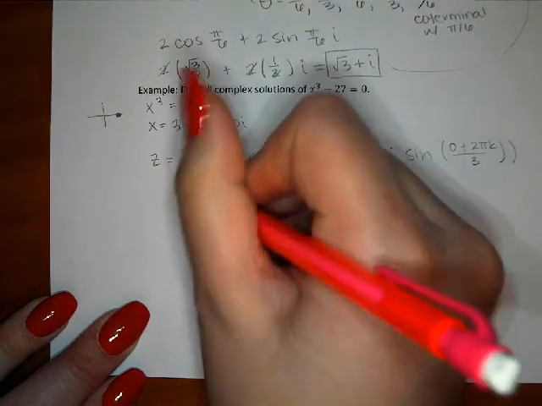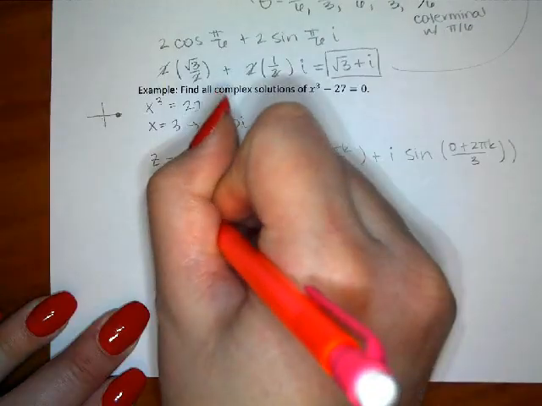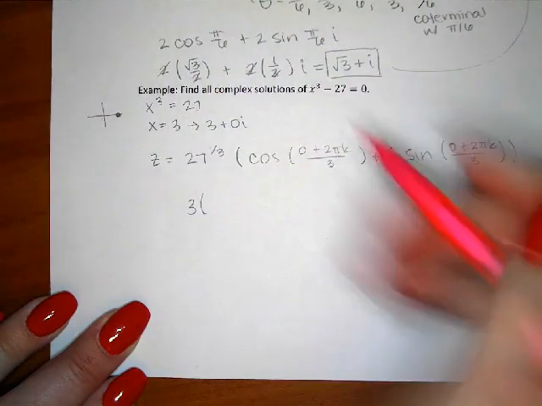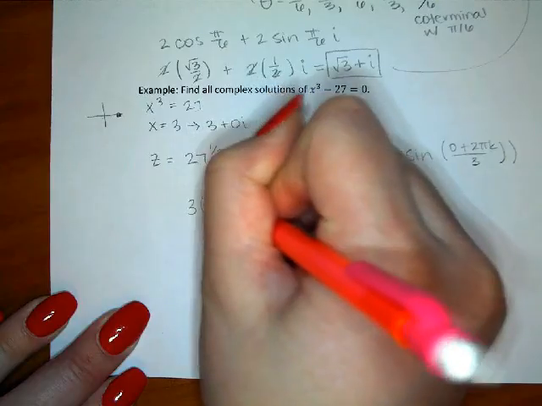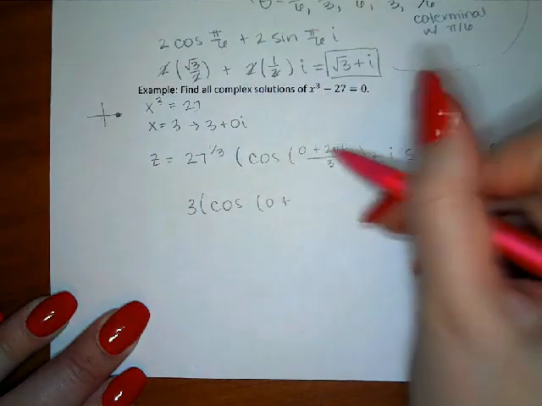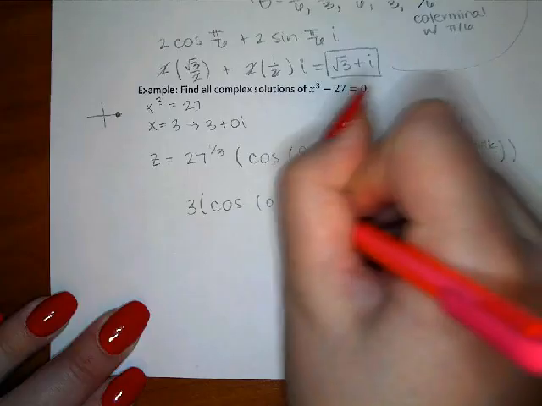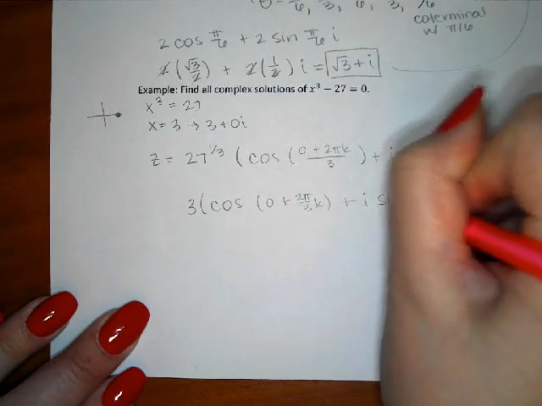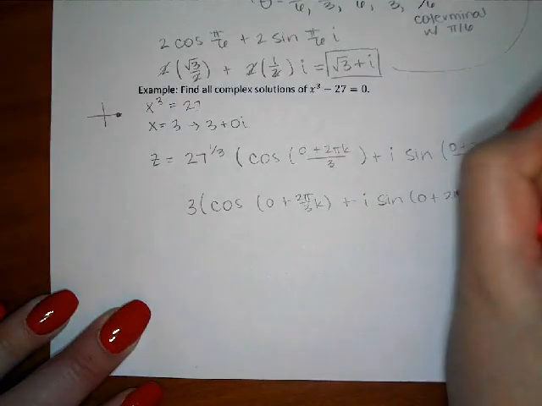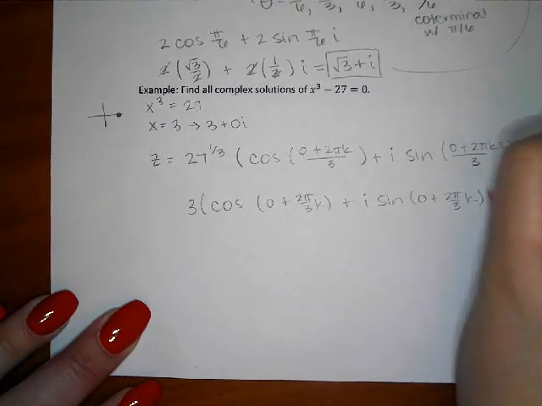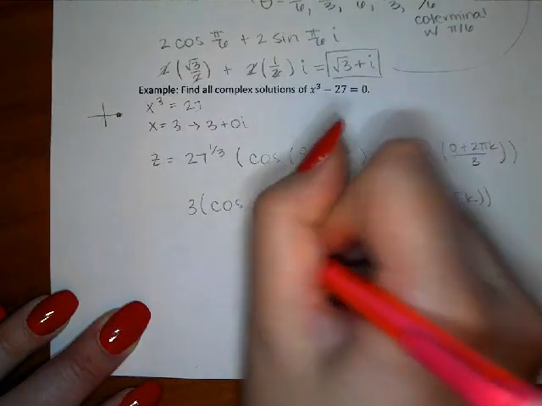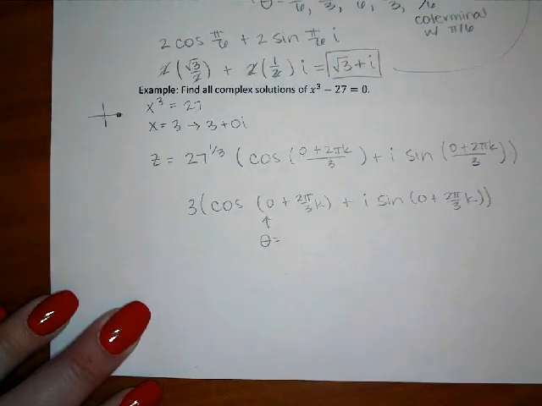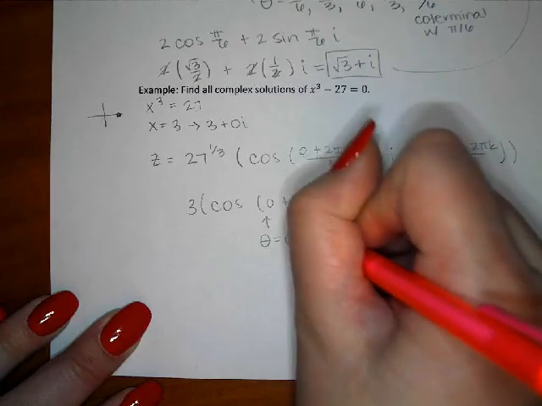I'm going to have cos 0 plus 2 pi thirds. Okay, so the arguments for my different complex solutions, I'm going to start with 0 for the first argument, and then I'm just going to go up by 2 pi thirds. So 2 pi thirds is going to be the second one. And then 4 pi thirds. So I'm going to just keep adding 2 pi thirds.